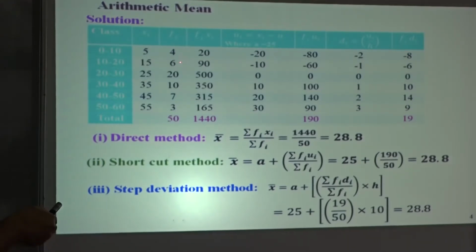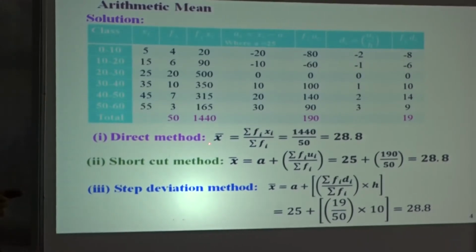We already discussed this in the previous class on the mean. Whenever the given data is in the form of classes, first you find the mean values. For 0 to 10, what's the mean value? 5. How do you find it? 0 plus 10 divided by 2 gives 5: lower limit plus upper limit divided by 2 gives the mean value. Similarly, we calculate the others. Once you calculate that, next comes the frequency.